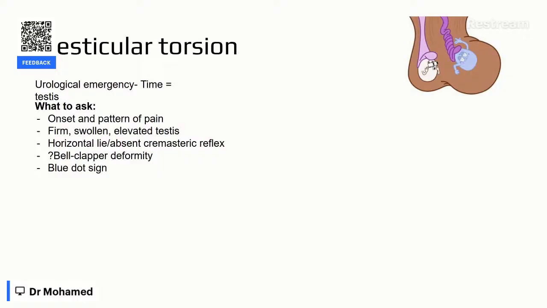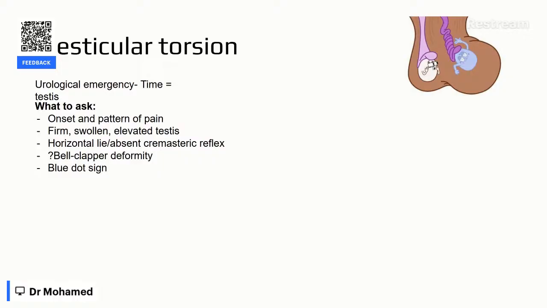So always think about doing a genitourinary exam if there is abdominal pain and you've got any kind of index of suspicion. So the key thing here is recognizing it early and referring early so that they can have an exploration, because when the testicle is torted, obviously it becomes ischemic and you can lose the testicle.